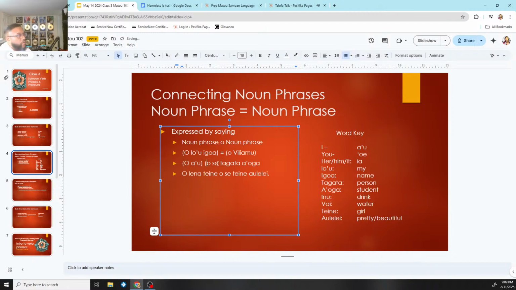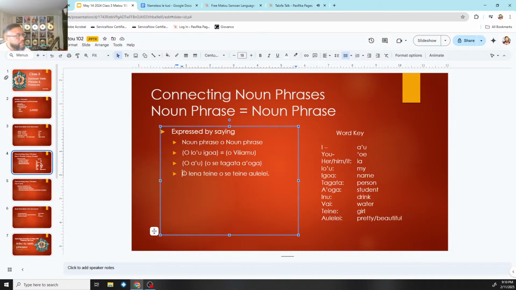So this says o se tangata aonga. So tangata aonga together means student. Tangata means person, and aonga is school. So like a school person, a student. So I am a student. Oa'u o se tangata aunga. You see how we put that together? So this noun phrase equals that noun phrase. Oa'u o se tangata aunga.